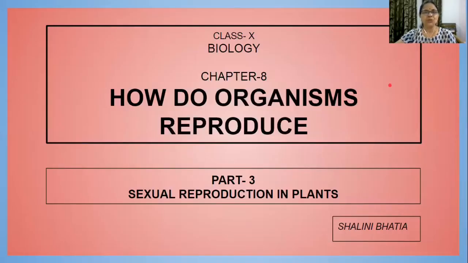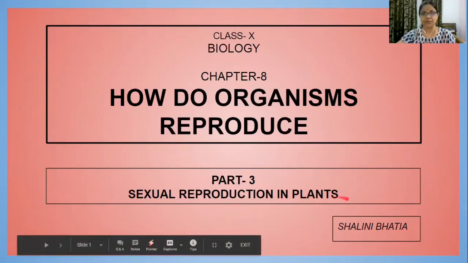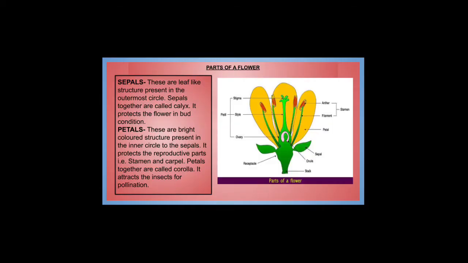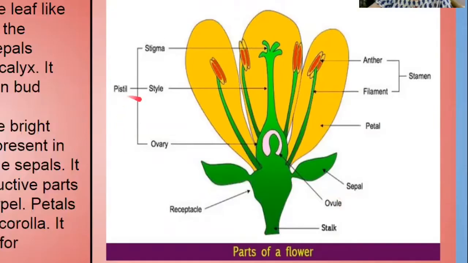तो बच्चों, today we will be studying the third part of chapter 8. In this part, we will be studying about sexual reproduction in plants. Parts of a flower consist of the sepal, then petal, then stamen, and then pistil or carpel.